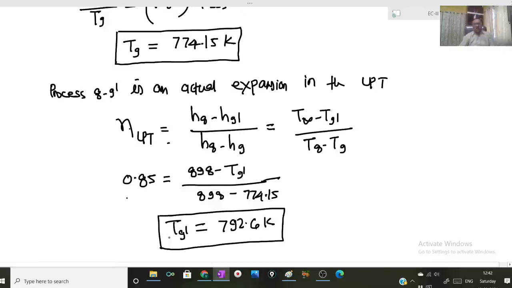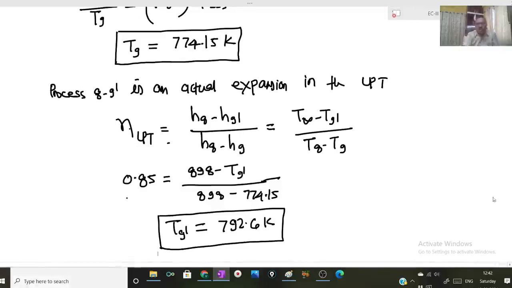So after calculating T9 dash is equal to 792.6 Kelvin, now I can say I have all the temperatures at real end states: T1, T2 dash, T3, T4 dash, T6, T8, T9 dash, except T5 dash temperature.